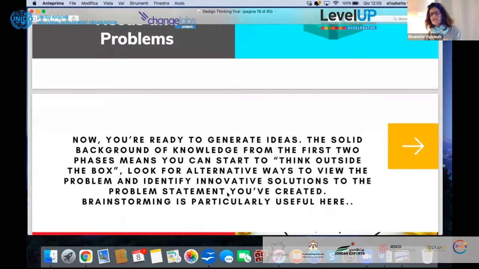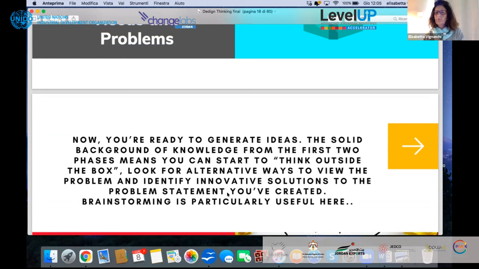Now we are ready to generate ideas. The solid background and knowledge from the first two phases means that you can start to think outside the box, look at alternative ways to view the problem, and identify innovative solutions to the problem statement you have created. Brainstorming is particularly useful here.